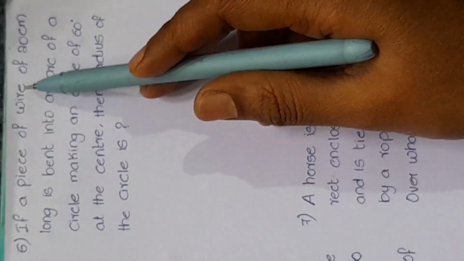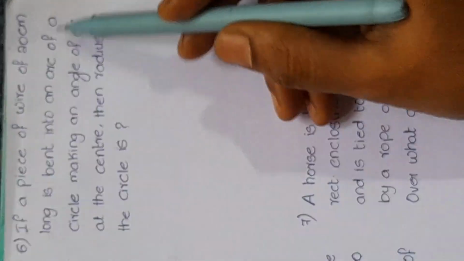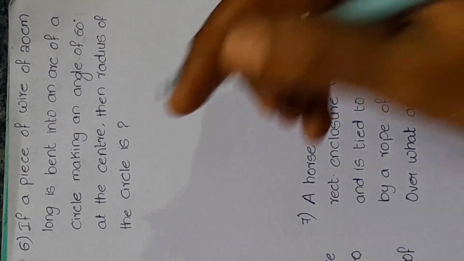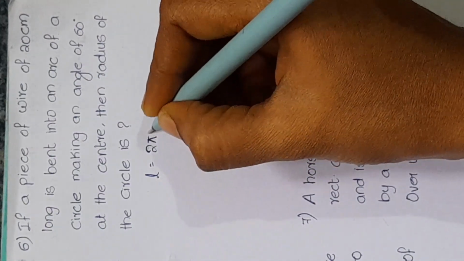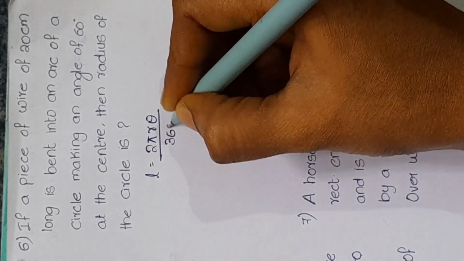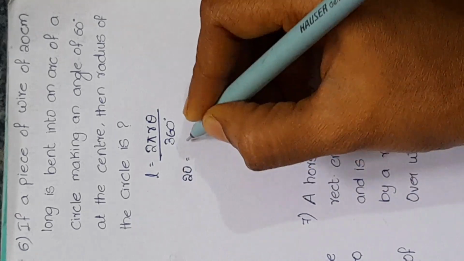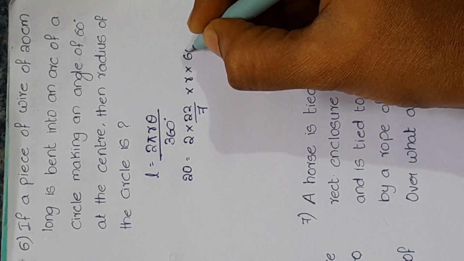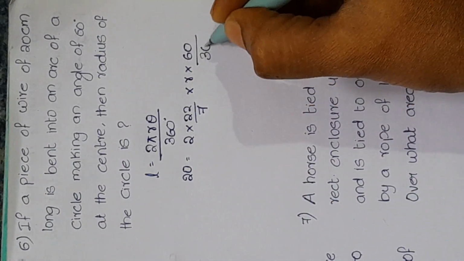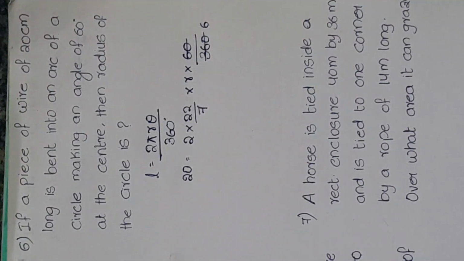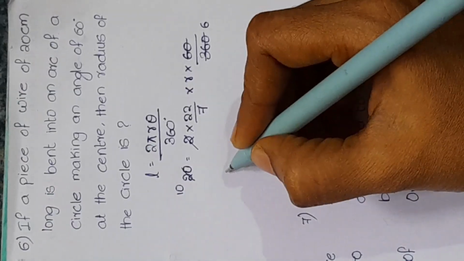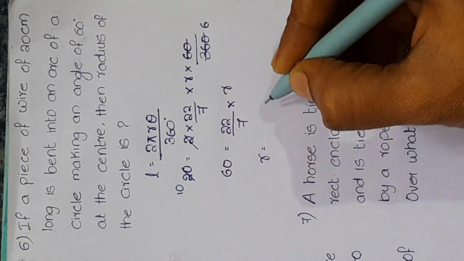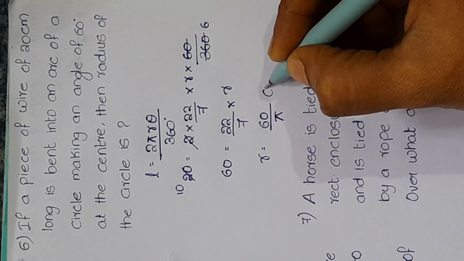Sixth question. If a piece of wire 20 centimeters long is bent into an arc of a circle making an angle of 60 degrees at the center, then the radius of the circle is. The length of the arc formula L is equal to 2 pi r theta by 360 degrees. So substitute the values. Length is 20 is equal to 2 into 22 by 7 into r, the r value we should find, into theta, which is 60 degrees by 360. So 60 is equal to 22 by 7 into r. R is equal to 60 by 5 centimeters.